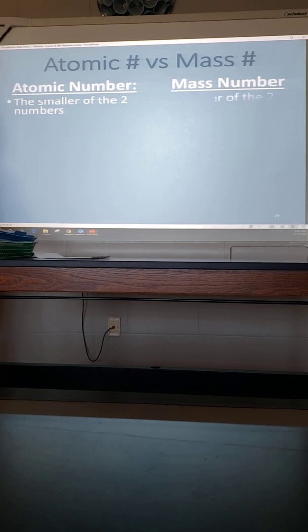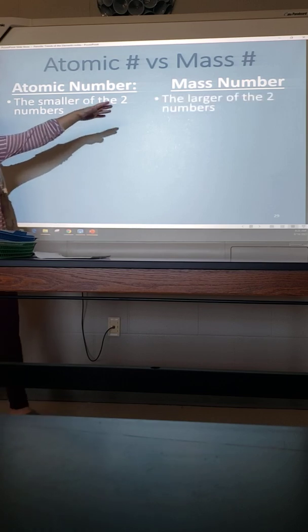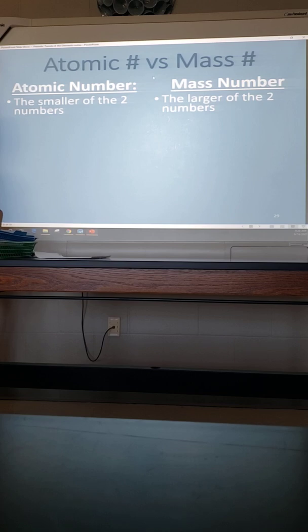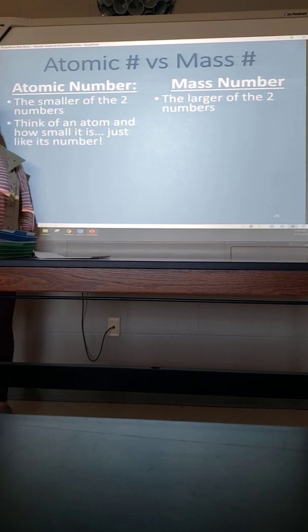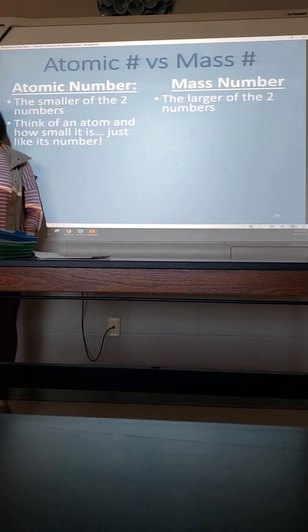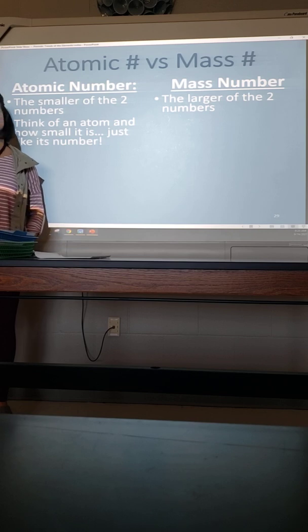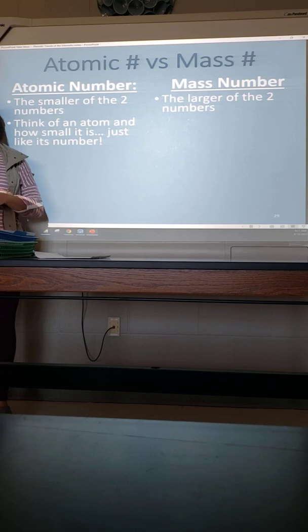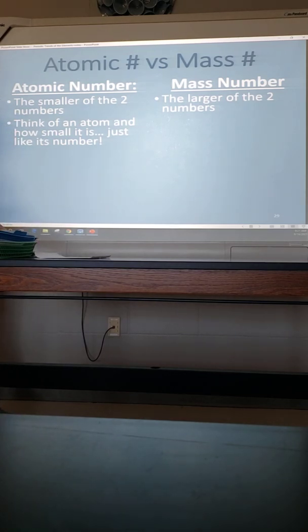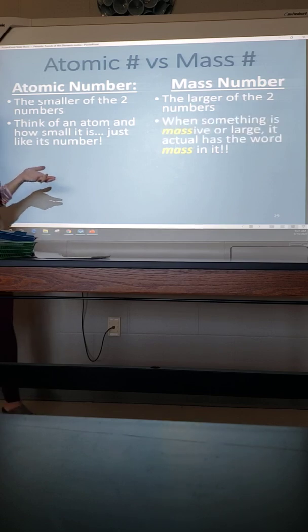Here's a way to help you remember that. Oh, sorry, the mass number will be the larger one. If you think of an atom and how small it is, it's teensy tiny, just like its number. So the atomic number is small, just like the atom. If you have a number that's 16 and a number that's 8, 8 is going to be the atomic number because it's the small one. 8 is smaller than 16. Then obviously the mass number is going to be the big one.